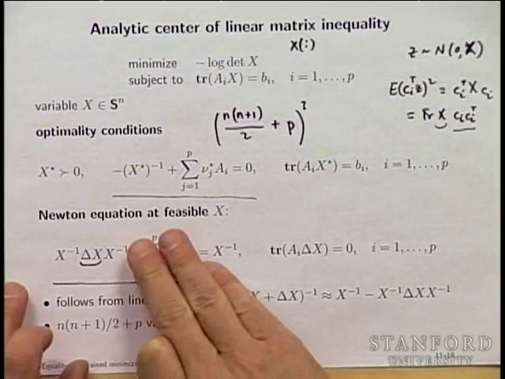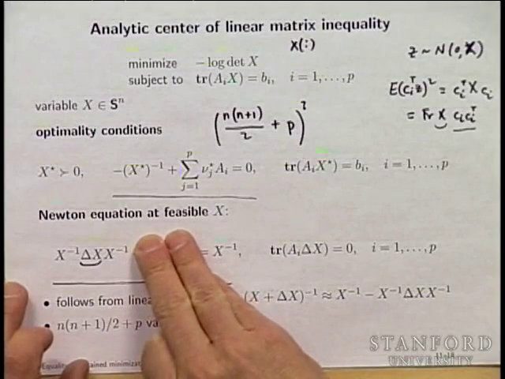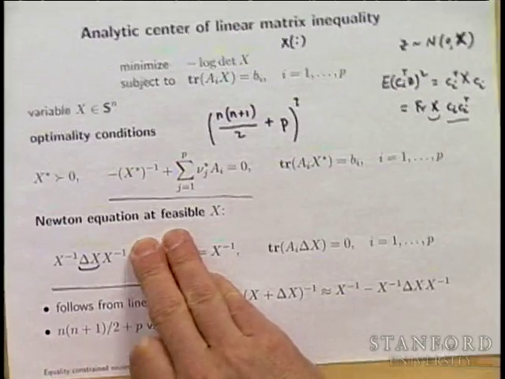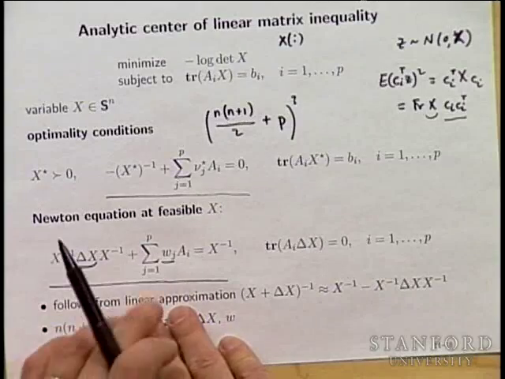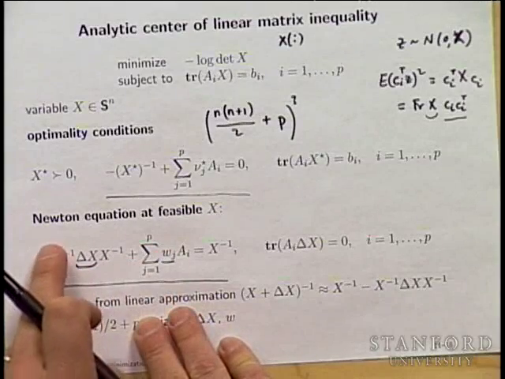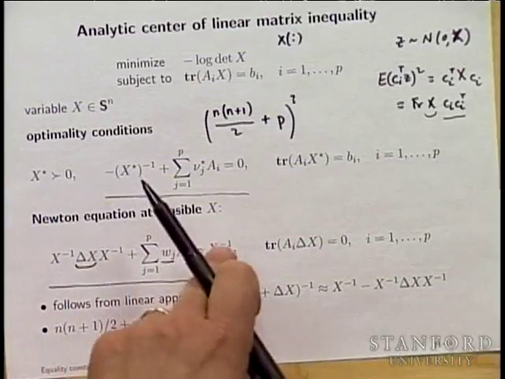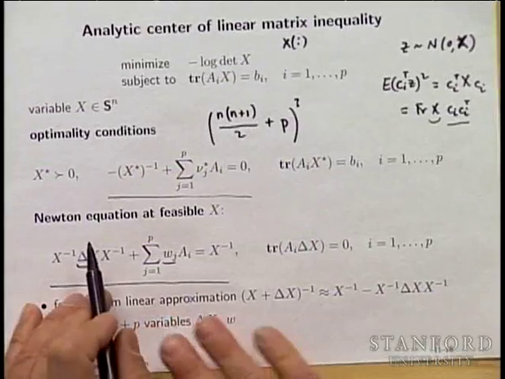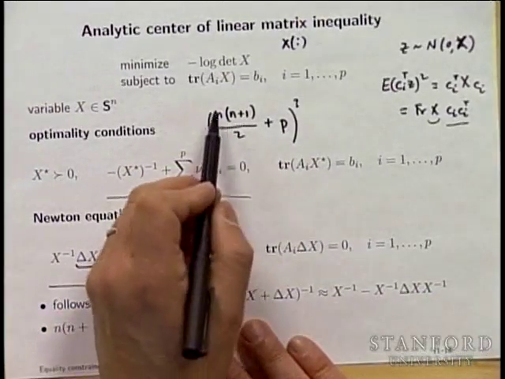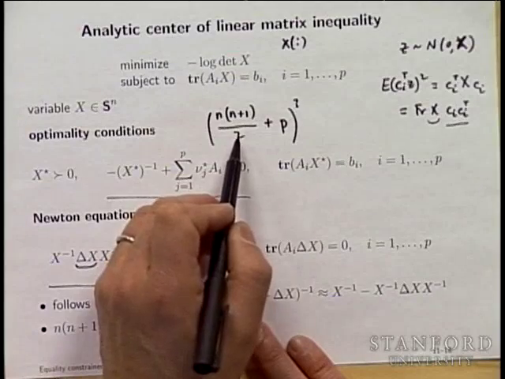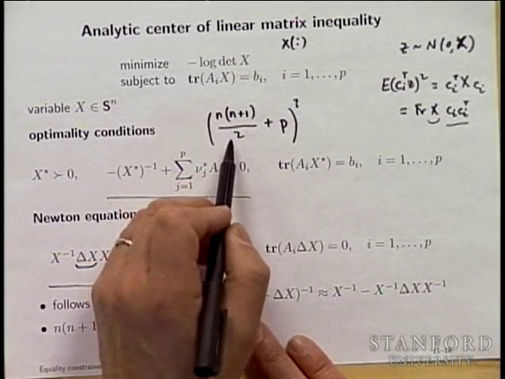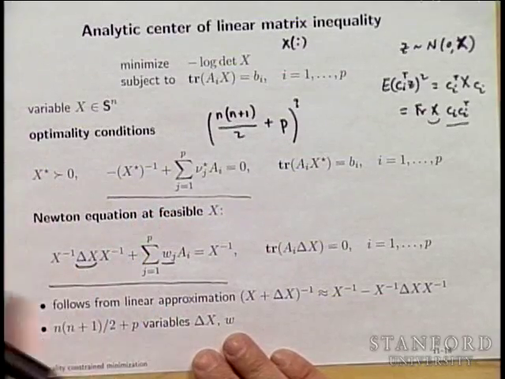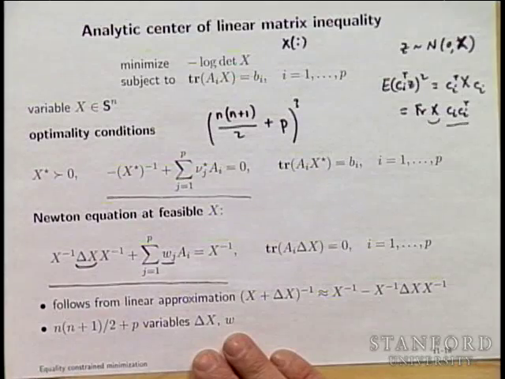If I fix W, can you now solve fast for delta x? Here, if I fix this part, then I'm just solving x inverse delta x x inverse is equal to a fixed matrix. How do you get delta x? That's a set of n plus 1 over 2 equations in n plus 1 over 2 unknowns. If you just go to your generic backslash solver, that's order n to the 6th.